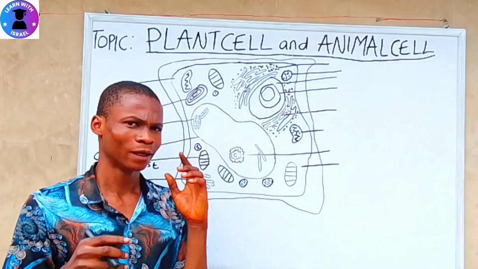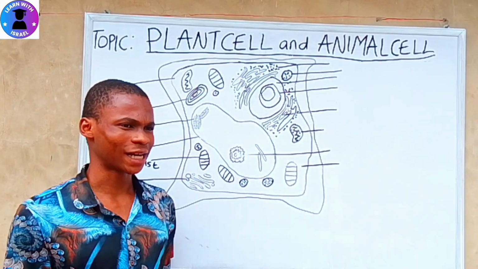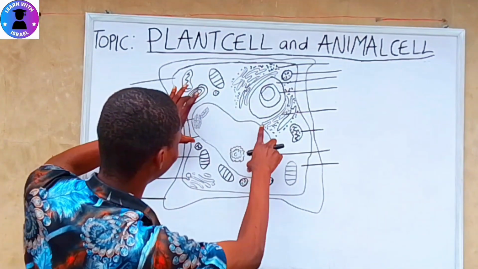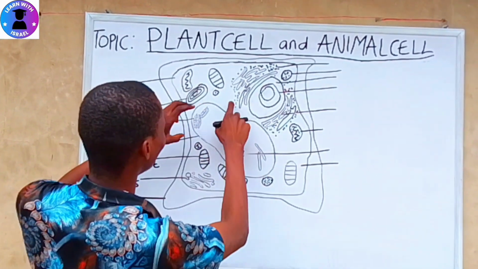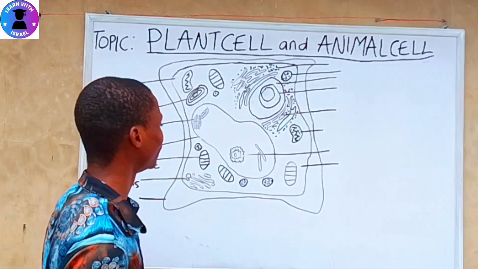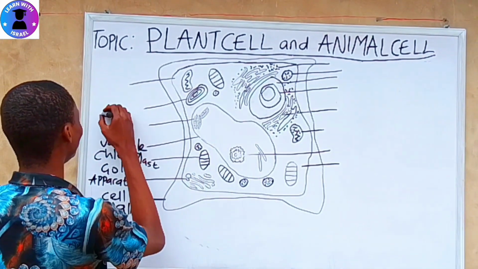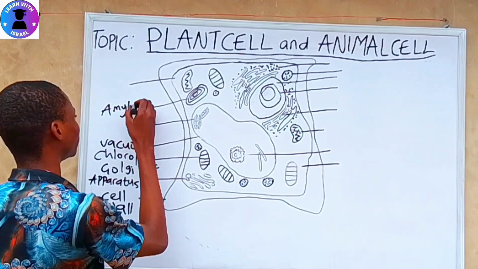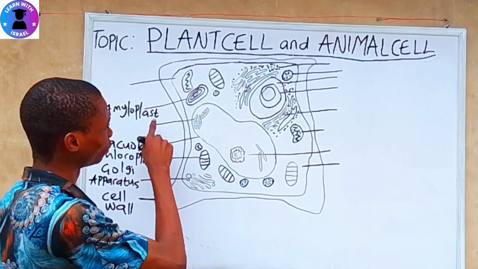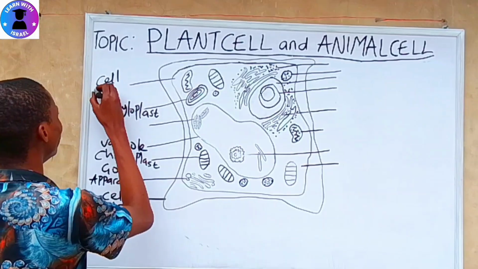When I was telling you the differences between plant cell and animal cell, I hope you can vividly remember that I mentioned one large central vacuole. This is the vacuole, and you can see it is central. It is part of the components of the plant cell, as I described earlier. The next one is the amyloplast. The amyloplast stores starch. And the last one on the left hand side is the cell membrane.